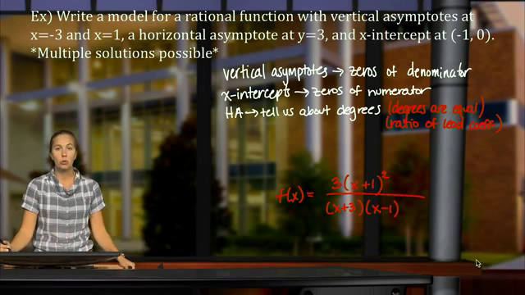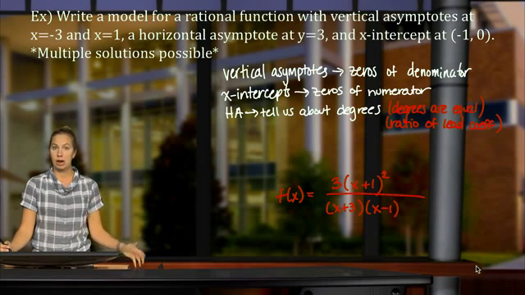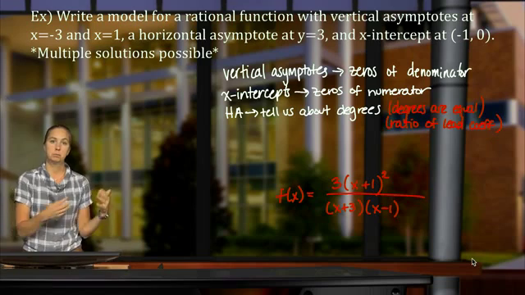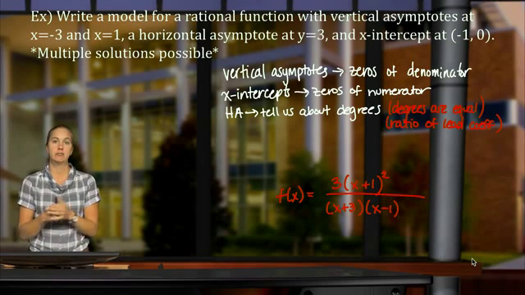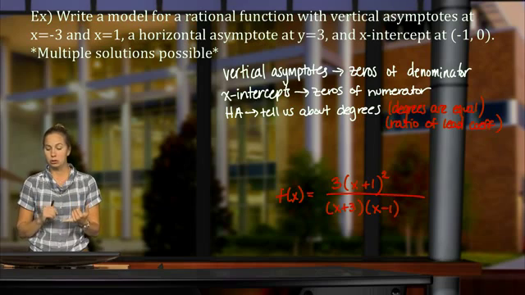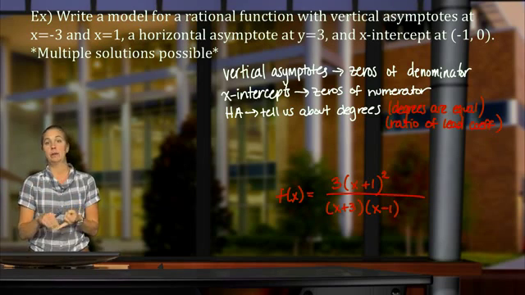Now, you'll see in your homework some examples of writing a function given a graph as well. So the same thing, we're just pulling the information from the graph instead of out of a paragraph. To recap, vertical asymptotes are going to be your zeros of the denominator. Your x-intercepts are going to be the zeros of your numerator. And then if they're given information about a horizontal asymptote, that tells us the relationship between the degrees of the top and the bottom of that rational function.